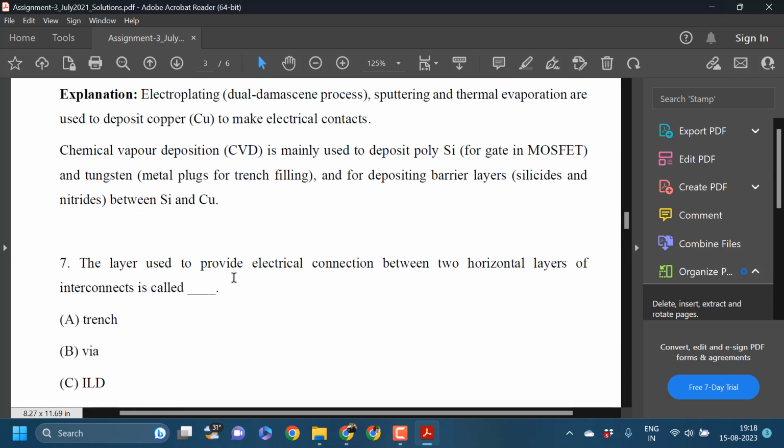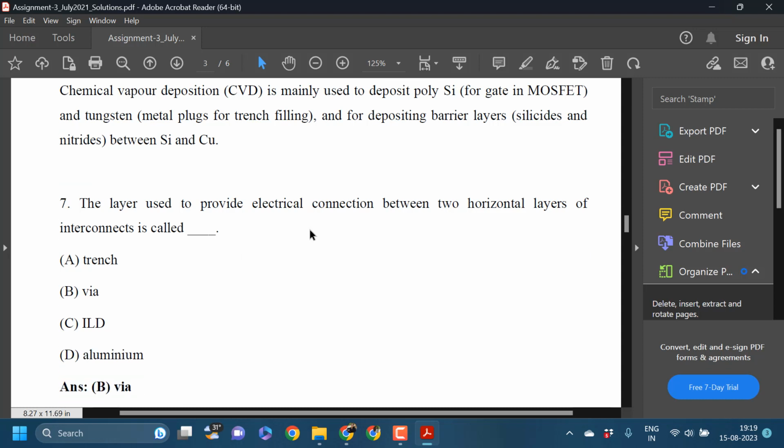Okay. So next, the layer that is used for providing electrical connection between two horizontal layers of interconnects is, it's not ILD, it's either trench or wire. Basically you have one layer, a second layer, and the layer that is used to provide electrical contact between two horizontal layers, meaning two different layers. Between the same layer would have been trench. Since it is two horizontal layers, it is wire.